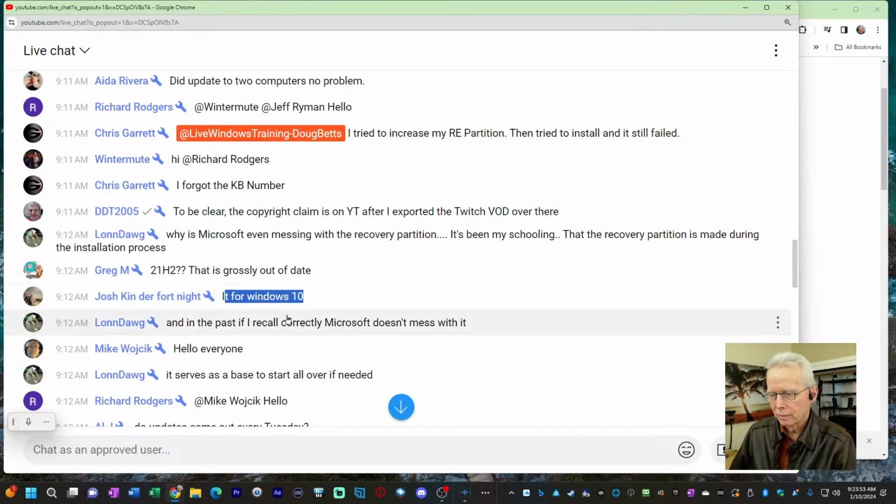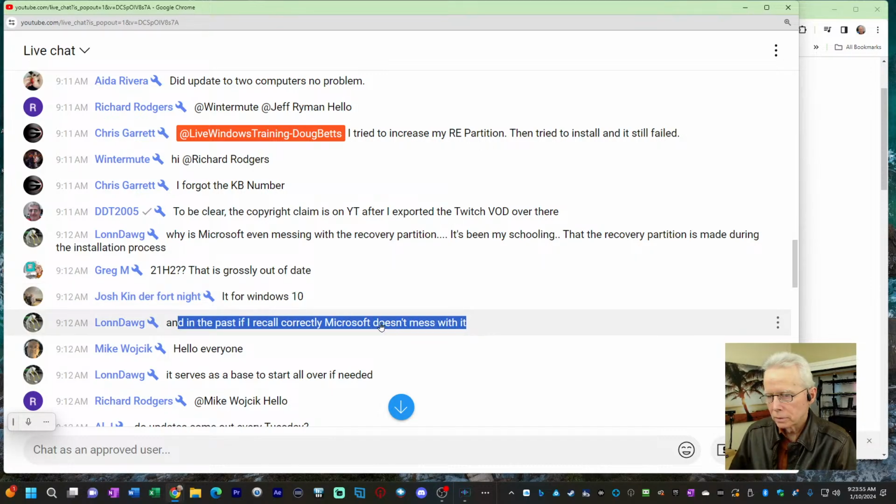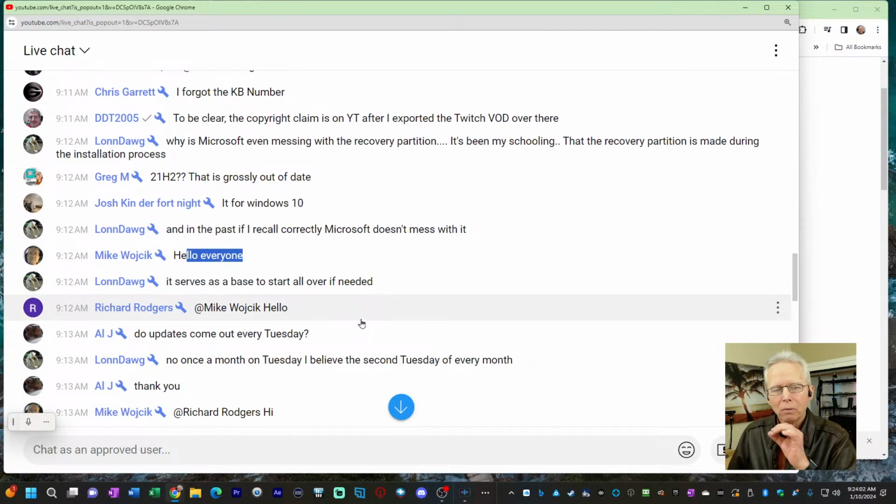21H2, grossly out of date. Windows 10 in the past, if I recall correctly, Microsoft doesn't mess with it. Yet usually, even in this time, it's not messing with it, but it's always been used, is my understanding. The recovery partition has always been used when needed to accomplish an update.